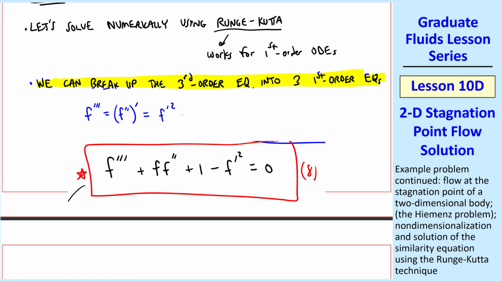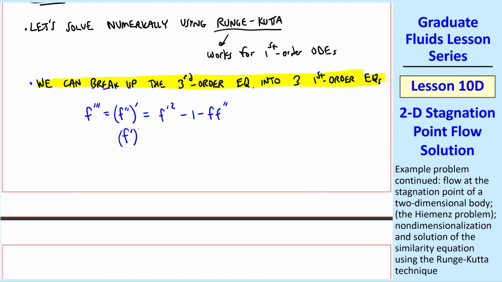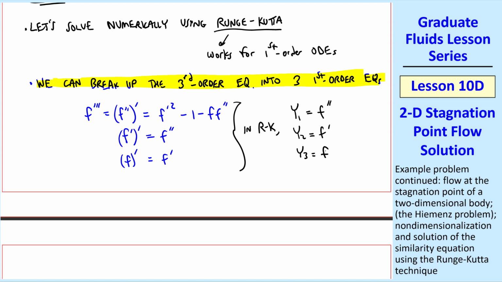So we get f prime squared minus 1 minus f double prime. Next we write f prime prime equal f double prime, and f prime is just f prime. And now we have 3 variables and 3 derivatives, since I wrote these all in terms of derivatives. So in the Runge-Kutta solution, we let y1 equal f double prime, our first variable that has a derivative, y2 equal f prime, and y3 equal f. Thus we have the 3 dependent variables and their derivatives, which we can solve simultaneously in the Runge-Kutta technique.